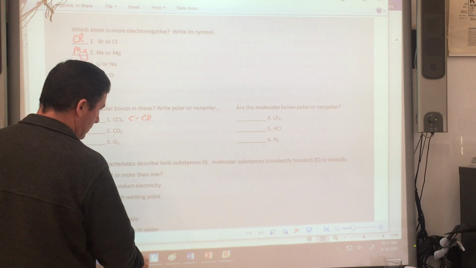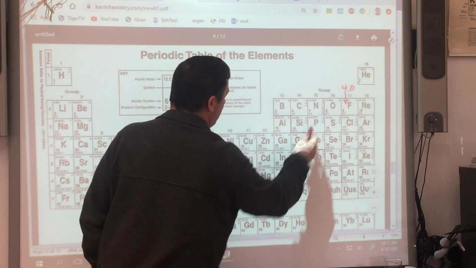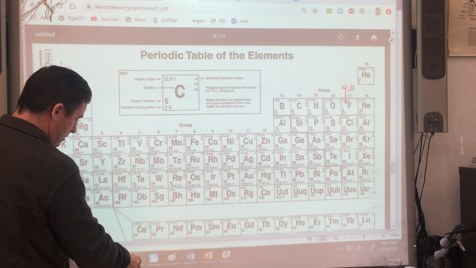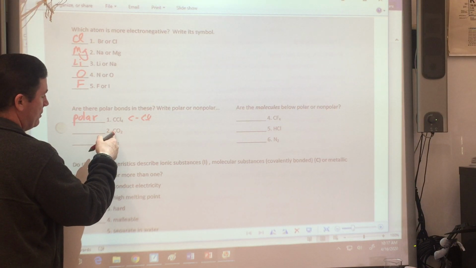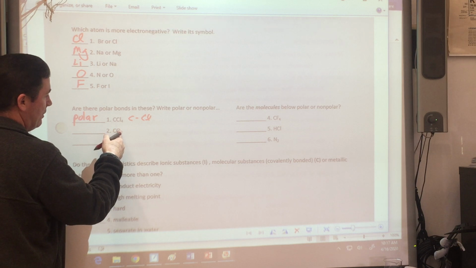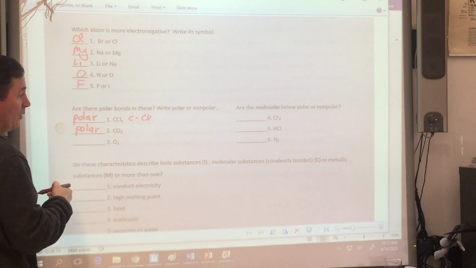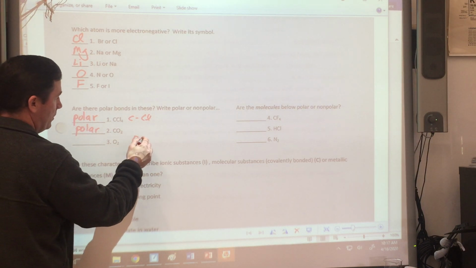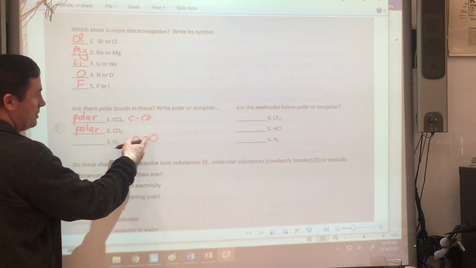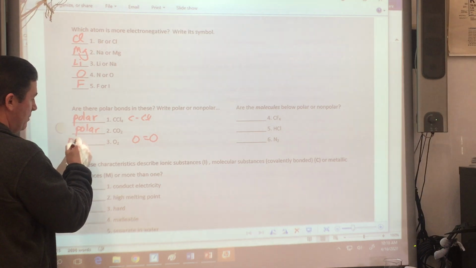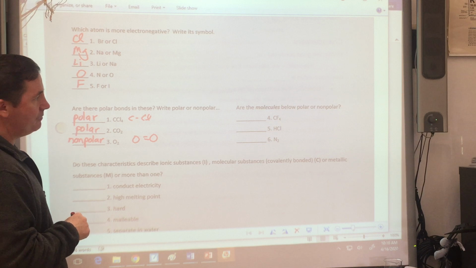Carbon dioxide. Here's carbon, here's oxygen. The difference here, if you were to look it up, would be fairly high. I don't have this in my head. I think this is about 2.1 maybe, and that's in the 3 range. So this does contain polar bonds. And O2, well, if we have 2 oxygens, they have the same electronegativity, and since they have the same electronegativity, one is not pulling on the electrons more than the other, so that's nonpolar.